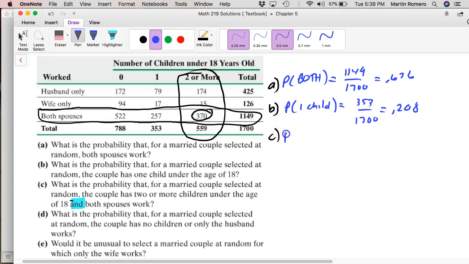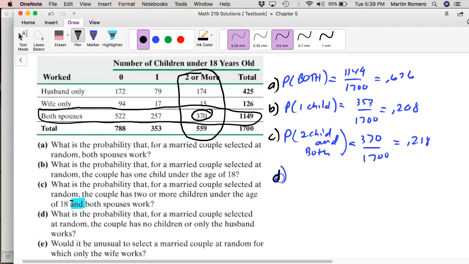So in this case, the probability of two children and both work is going to be equal to 370 over 1700. And so the answer to that question is 0.218. Again, there's an overlap in that situation. That's an important distinction between that problem. The and signifies that both conditions have to be true, and that's only 370 people.